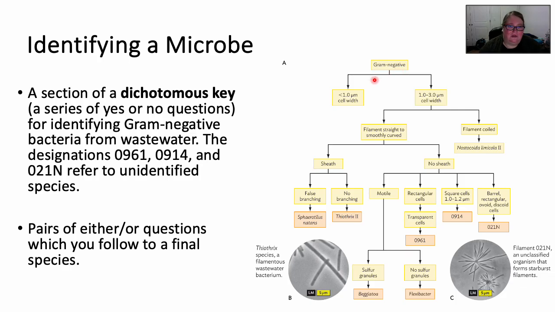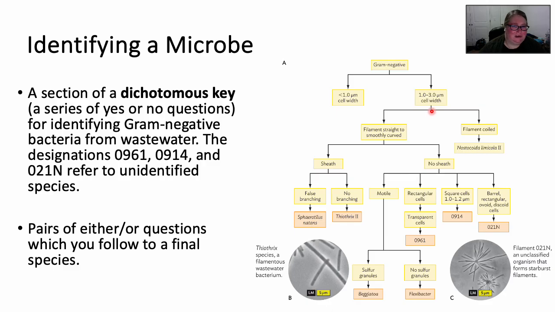Let's walk through this. We have it identified as gram-negative. We have something that's less than 1 micrometer wide, and something 1 to 3 micrometers wide. If we answer yes to this side and follow the branch here, we really don't know what it is. It's not big enough to identify. But if we have a width between 1 and 3 micrometers, that moves us to the next question.